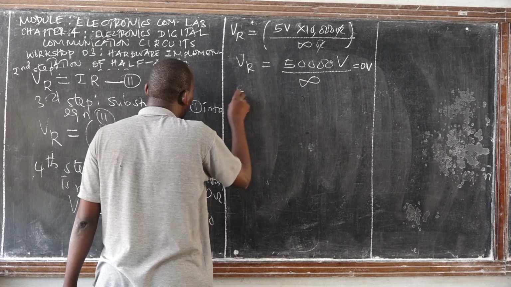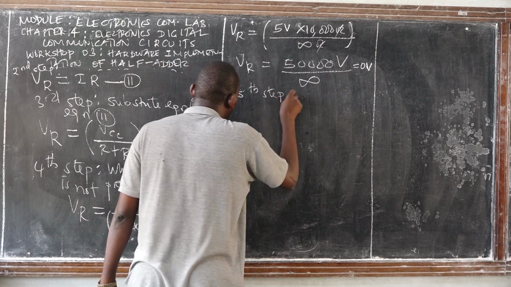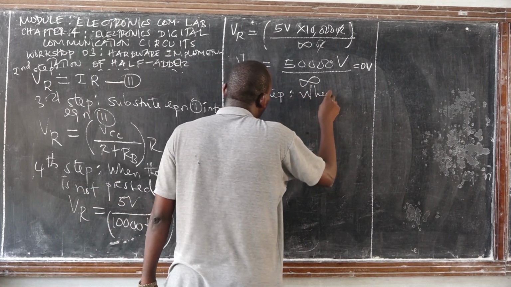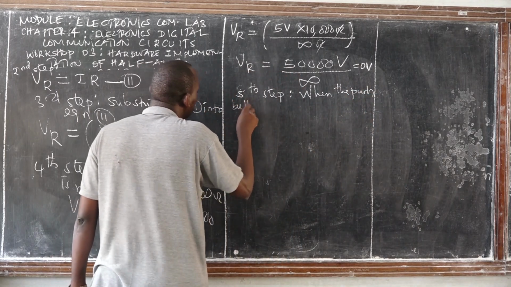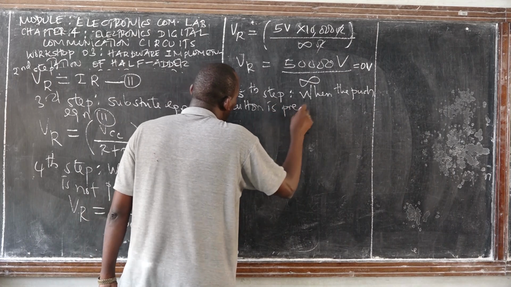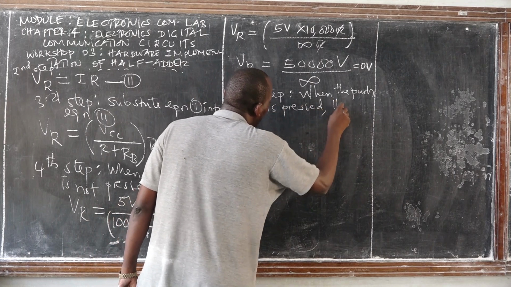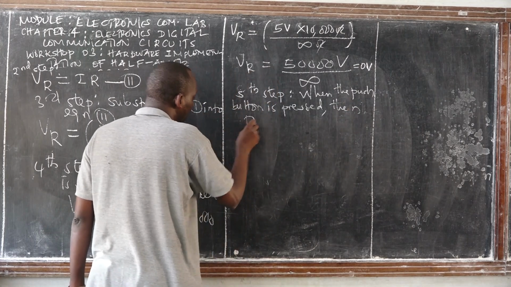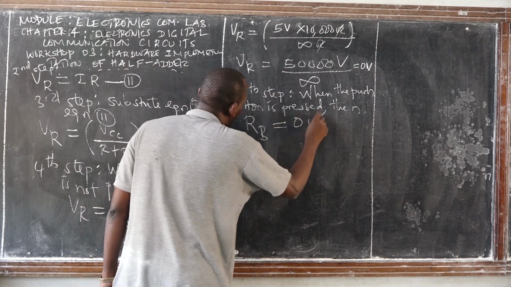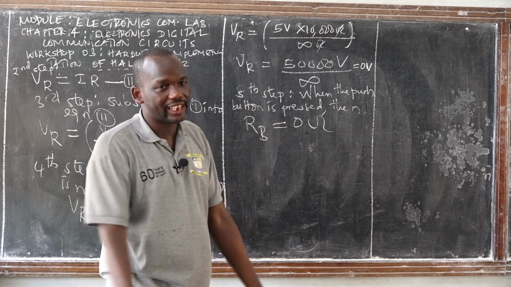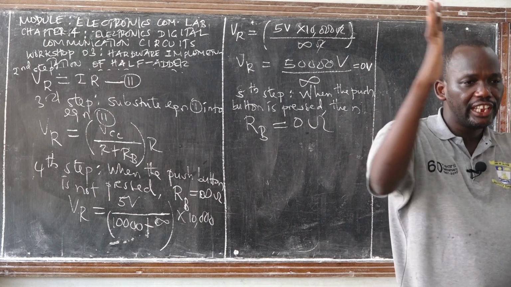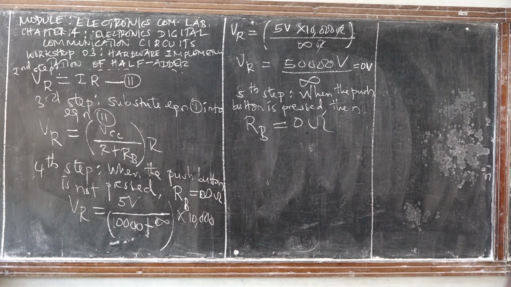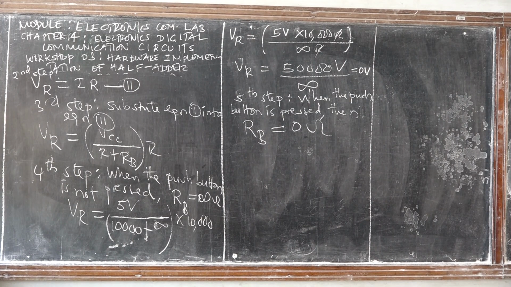Then we go for the 5th step. We say that when the push button is pressed, the resistance of the push button will be 0 ohm. Why? A push button is just 2 wires which will be disconnected and interconnected, and all wires have 0 resistance. It's actually not 0, but it's almost 0.